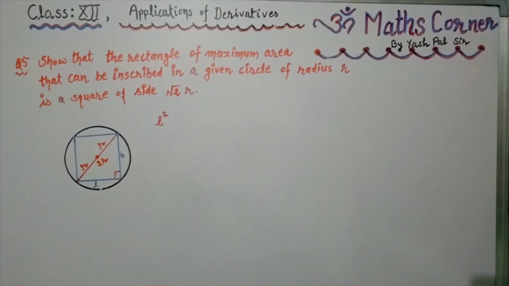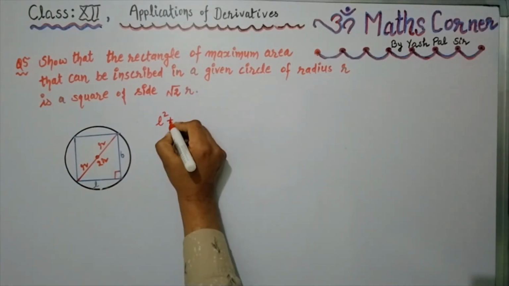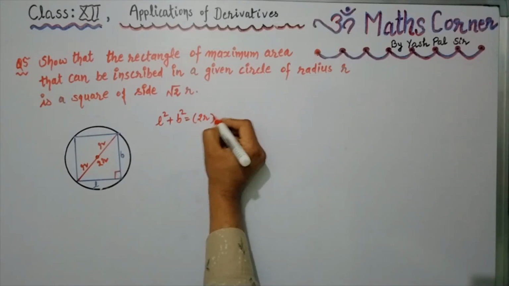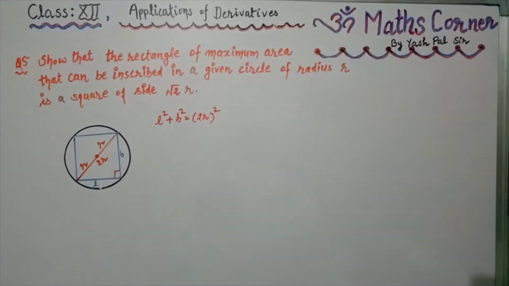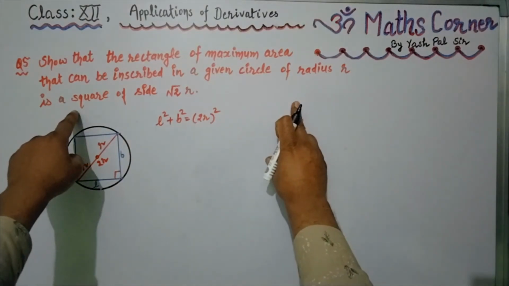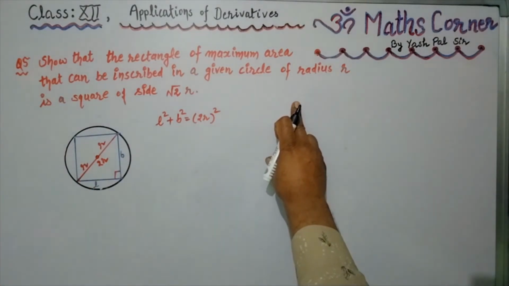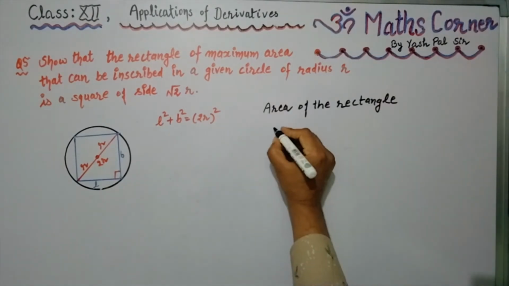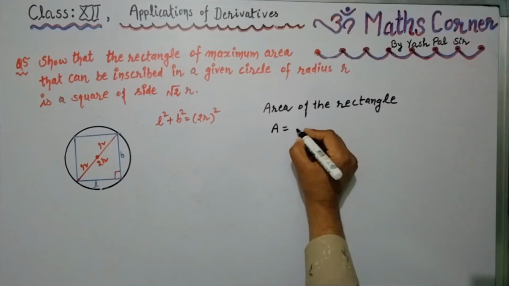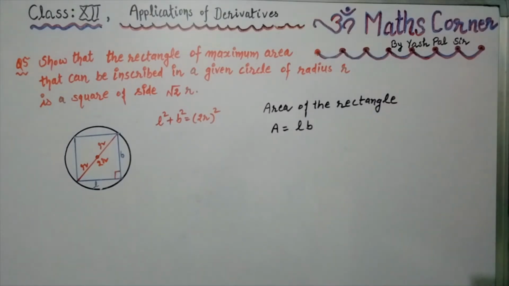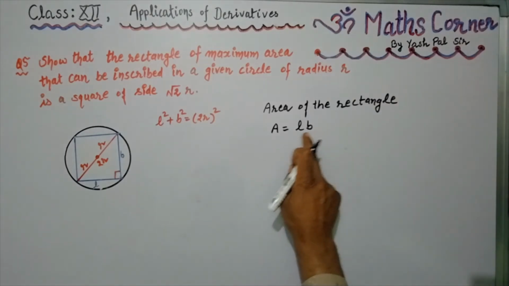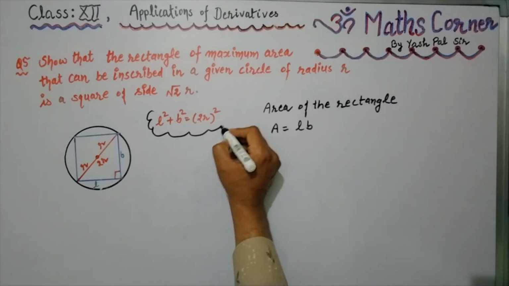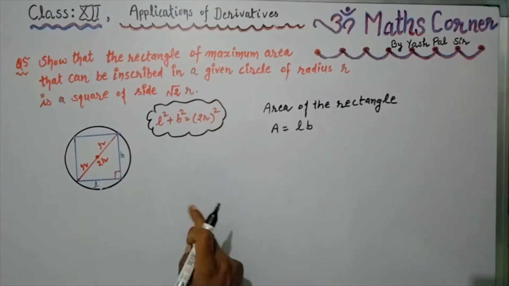Now because this is a right angled triangle, what can we say? Pythagoras theorem, that is, length L square plus B square is equal to 2r whole square. Now we are interested to find the area of the rectangle. Suppose we name the area A, which is equal to length into breadth. So there are two variables.